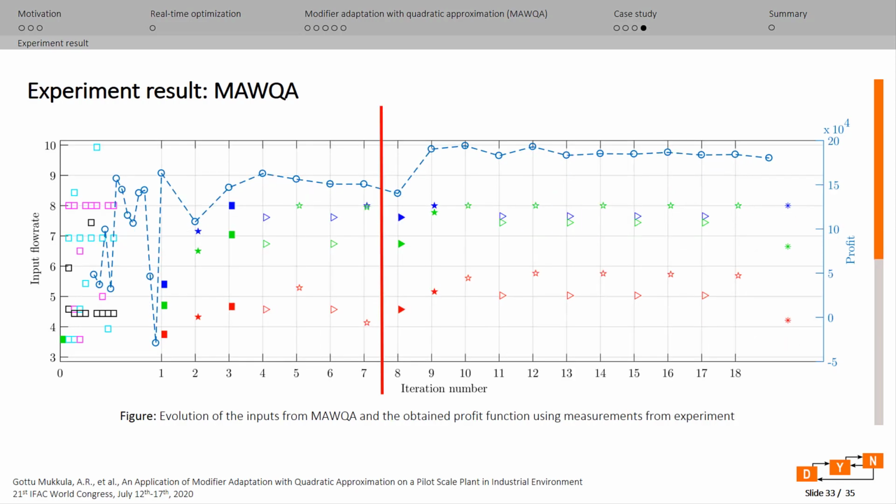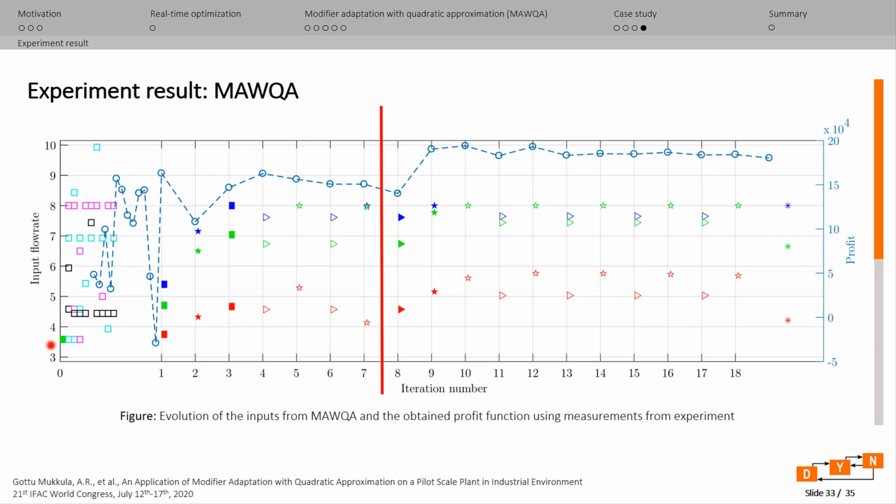This figure illustrates the input moves and the evolution of the profit function when the modifier adaptation with quadratic approximation scheme is used for optimizing the real plant. For the experiment, the screening algorithm for choosing anchor points was suppressed. This is done to use all the available data points for fitting a quadratic function, to avoid oscillating input set points from the real-time optimization scheme, which can be caused by flipping of the quadratic function.